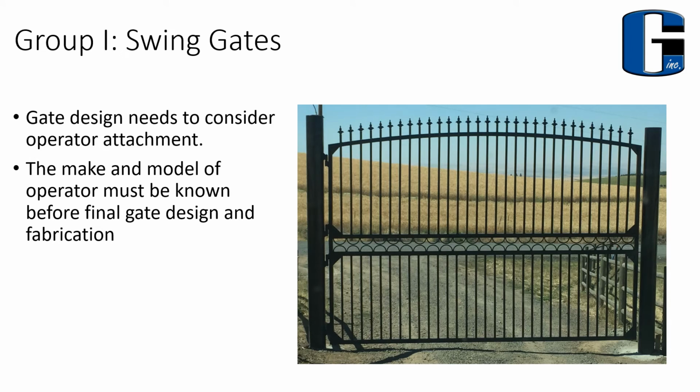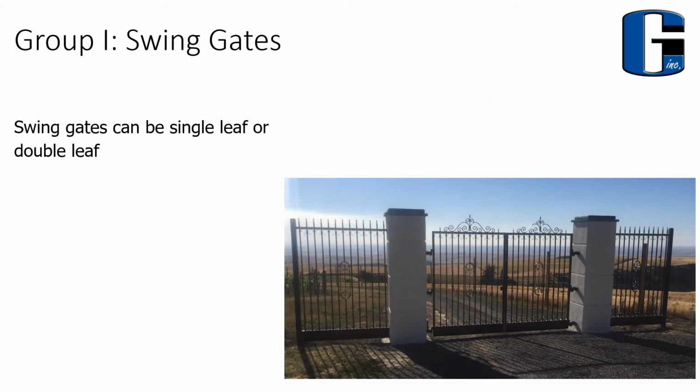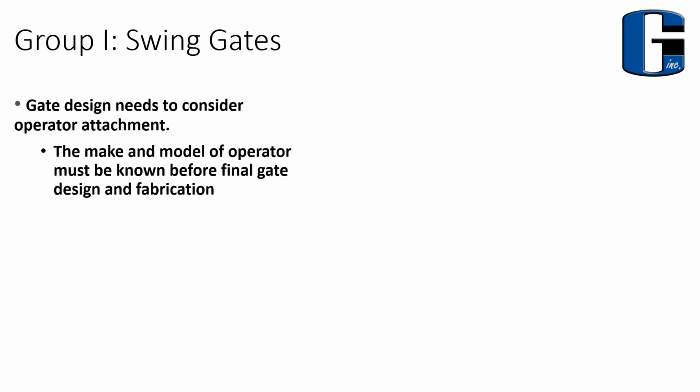So here we have a swing gate illustration, multiple pickets, some horizontal elements. Again, you always want to consider the construction of the gate as to where you will attach the operator, what's the strongest part so it doesn't bend and break. Swing gates, of course, can come in single panel and dual panel, or single leaf, double leaf. Here's a picture of a very nice double leaf swing gate.